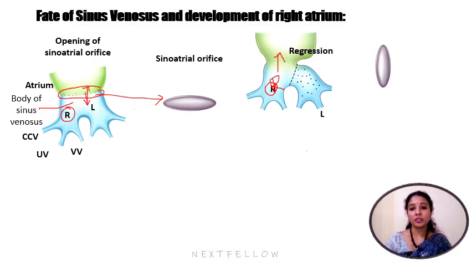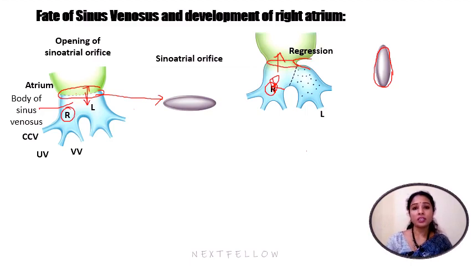separating it from the left. Now the sinoatrial orifice, instead of transverse, is almost vertical. Therefore, because of these changes, the opening of the sinus venosus into the atrium shifts towards the right and becomes a vertical opening.